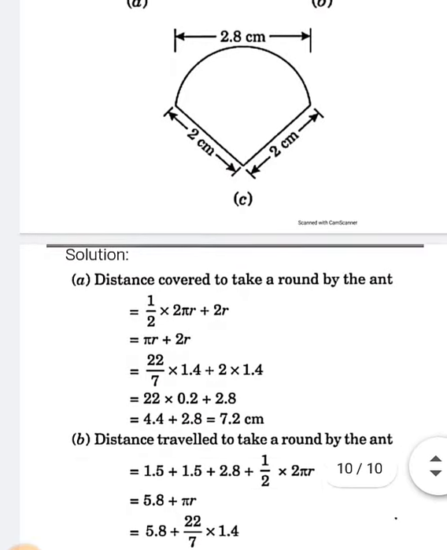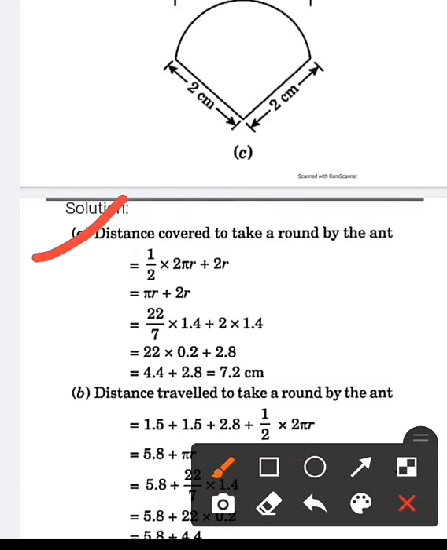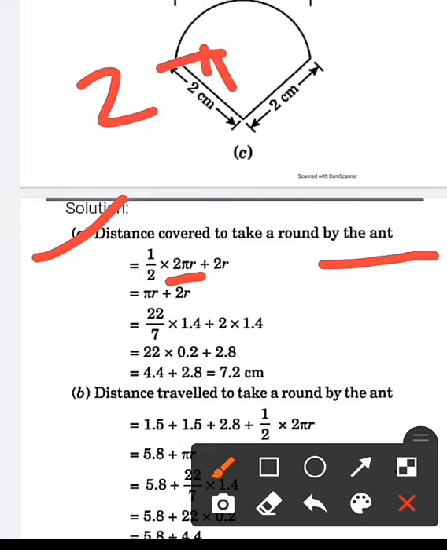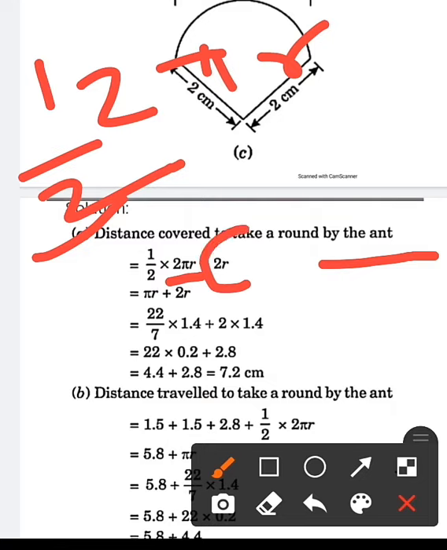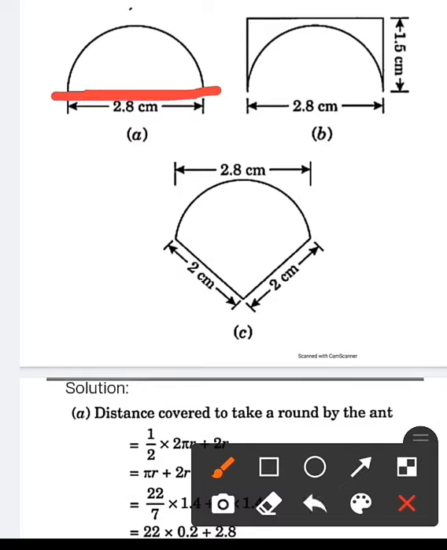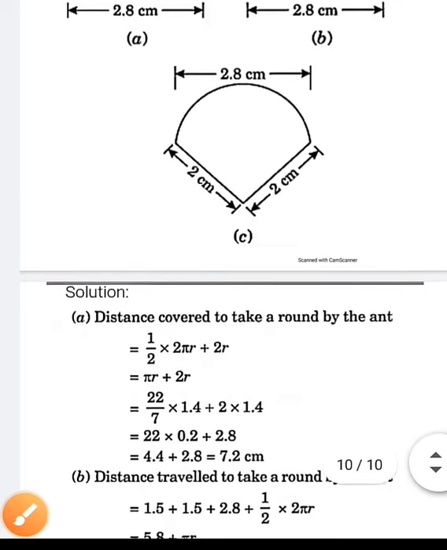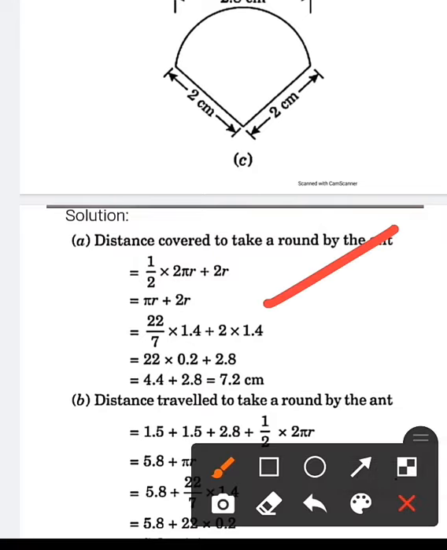So moving ahead with the solution part, first we will see part A, the distance covered by the ant going around. The first one is half of 2 pi r, because it is a semicircle. The circumference of a circle is 2 pi r, but it is a semicircle, not a complete circle, so we will take half of 2 pi r plus 2 times radius. Why radius? Because we have to take this line also, so take 2 times radius, or add the diameter 2.8, both are the same. 2r means diameter. So for the first figure we need to do the calculation this way, half into 2 pi r.